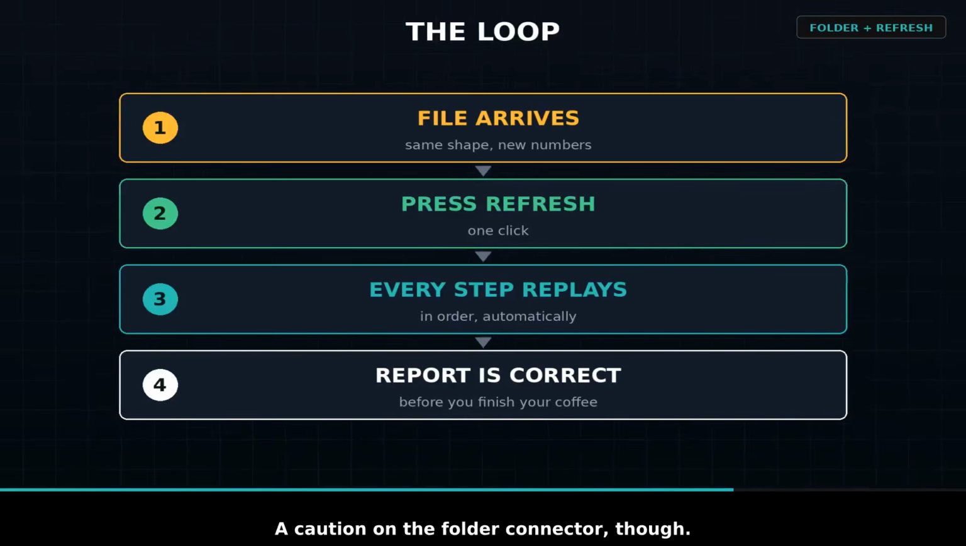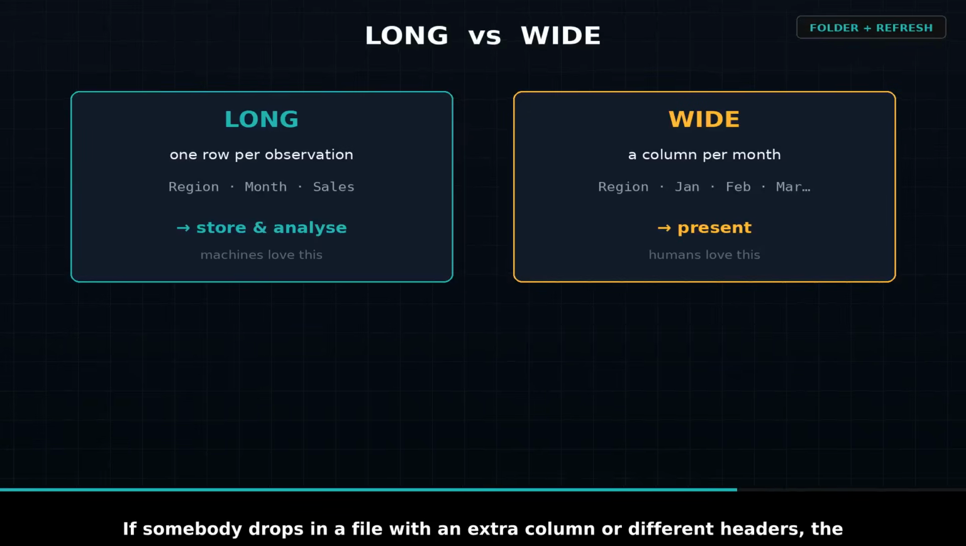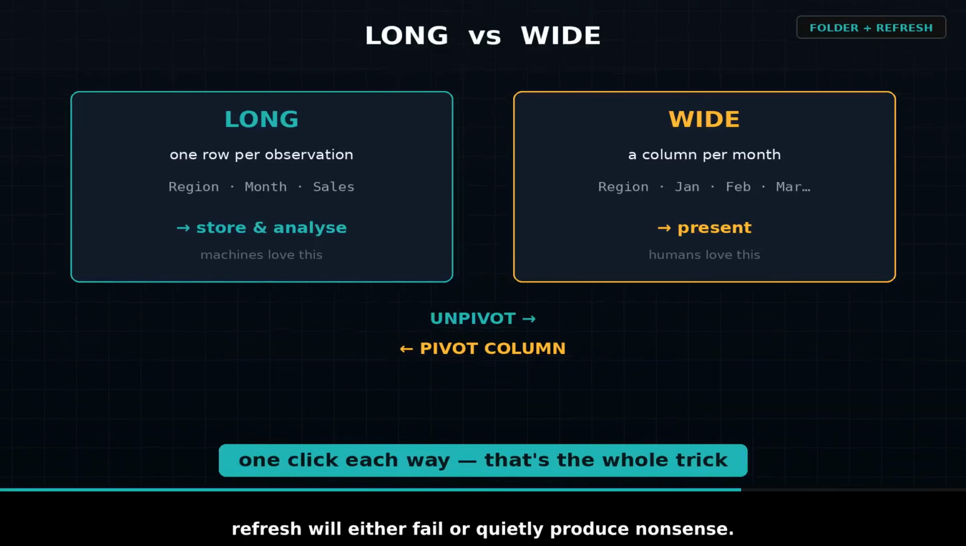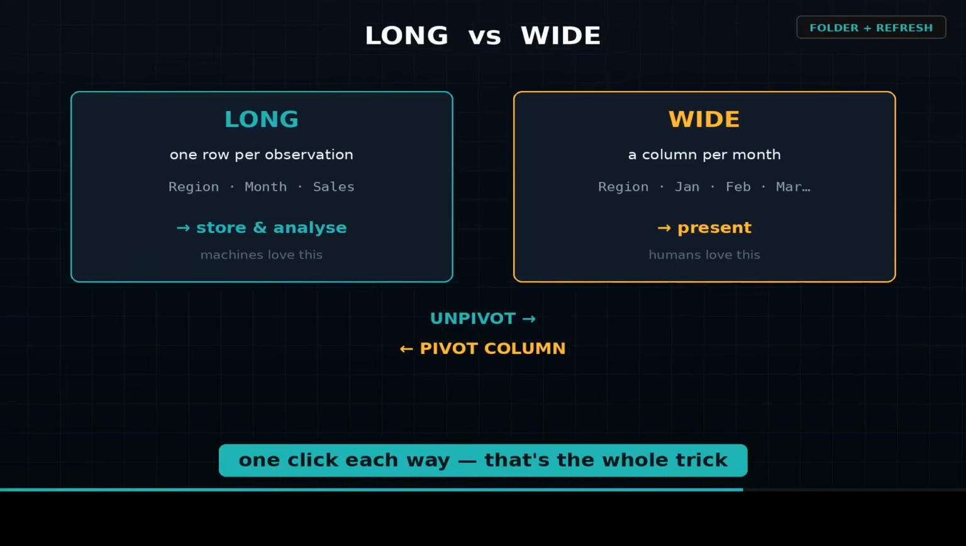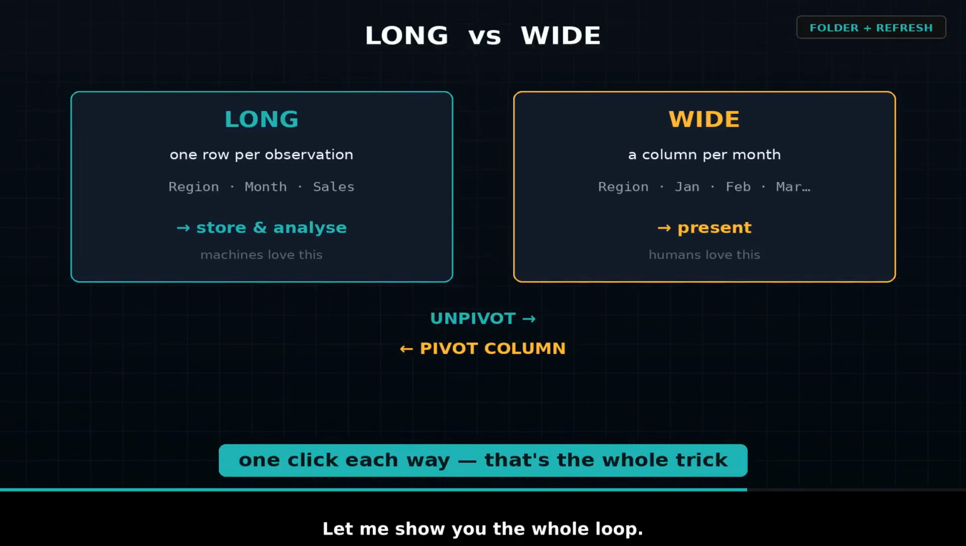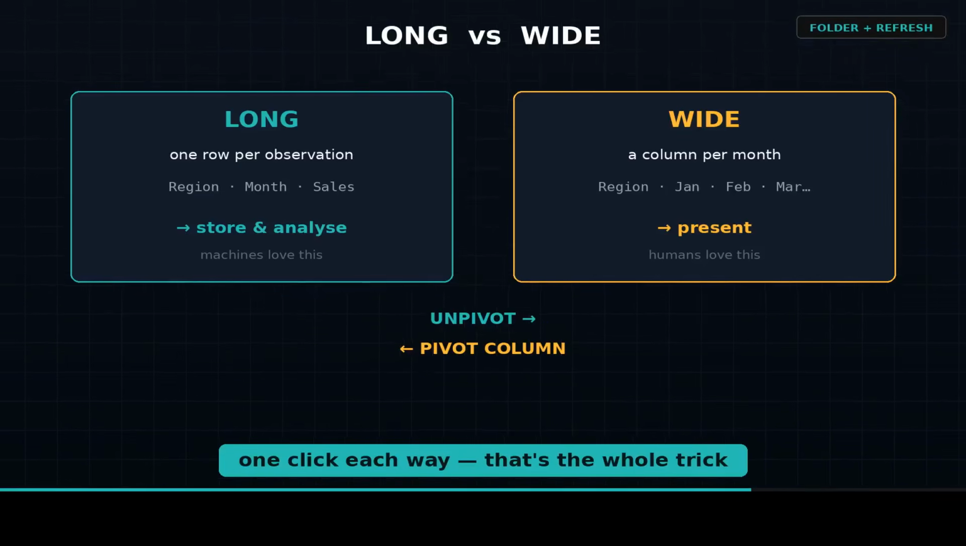A caution on the folder connector though. Every file in that folder must have the same structure. If somebody drops in a file with an extra column or different headers, the refresh will either fail or quietly produce nonsense. So keep the folder disciplined and only put the right files in it. Let me show you the whole loop. New file arrives, one click, everything replays.